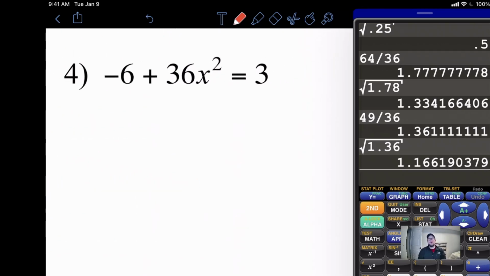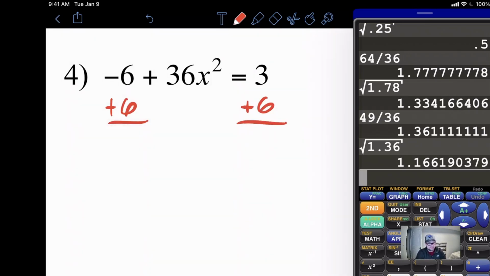Number 4. I'm glad we're talking about this one, because this one's kind of unique because this is in the front. Now, remember this, we always got to get rid of the piece that's hooked on by addition or subtraction first. So we're going to get rid of this 6 by adding 6 to both sides. That's going to make these two cancel out. So I'm going to get 36x squared. 3 plus 6 is, of course, 9.